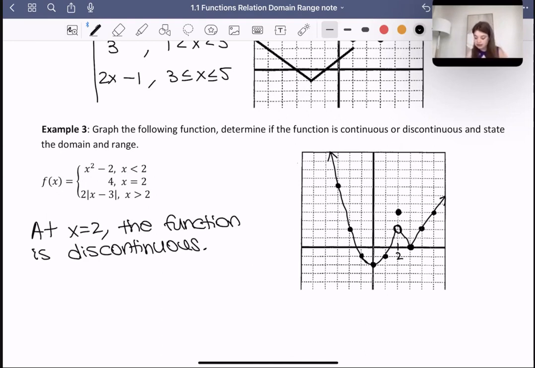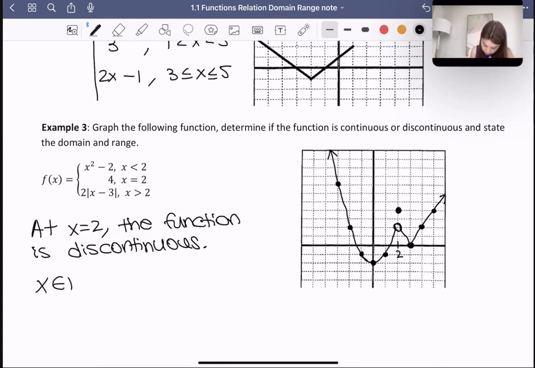Then it says state the domain and range. The domain is what values of x are possible. Well, here's the thing. All values of x are possible, right? We can have things that are equal to 2, things that are greater than 2, things that are less than 2 in this function. So therefore, all possible domain values are there. Another way to write the domain is to write it in interval notation, which is going to be negative infinity to infinity.